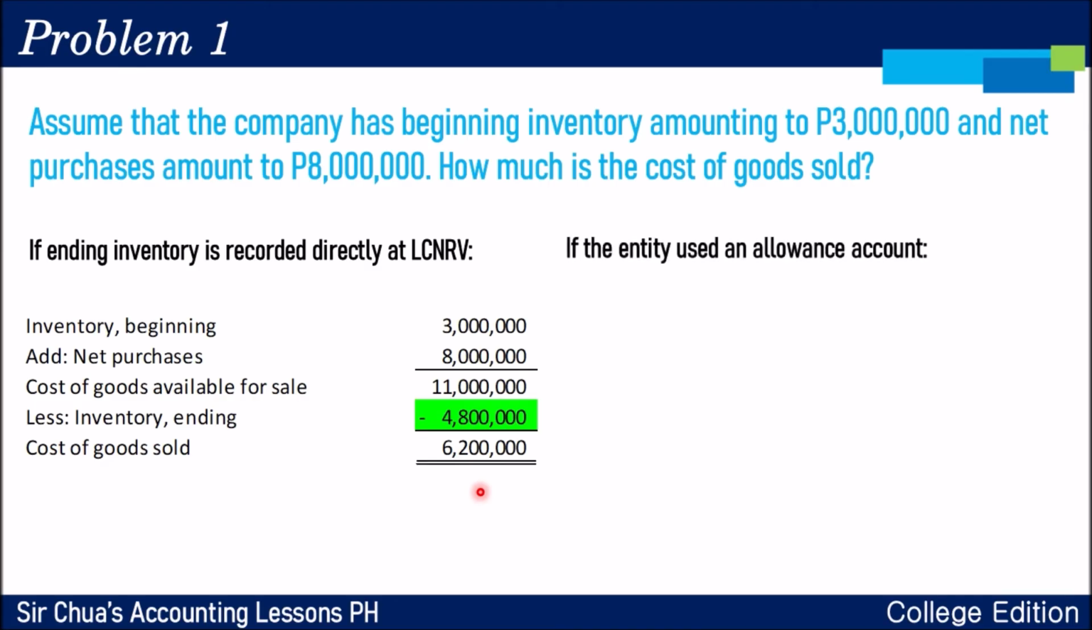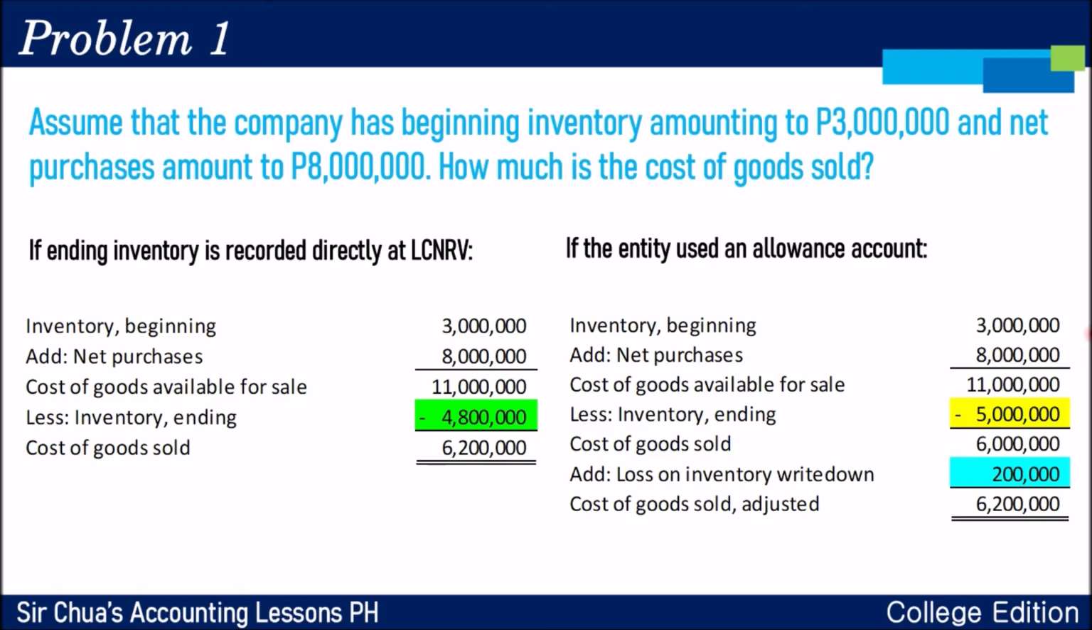What if the entity will use an allowance account? So, ibig sabihin, your ending inventory would still be at cost but there will be an adjustment. So, ganito na siya. Your beginning inventory is 3 million and then you add your net purchases of 8 million. That is our cost of goods available for sale of 11 million, but you deduct your ending inventory still at cost of 5 million. Your cost of goods sold is 6 million.